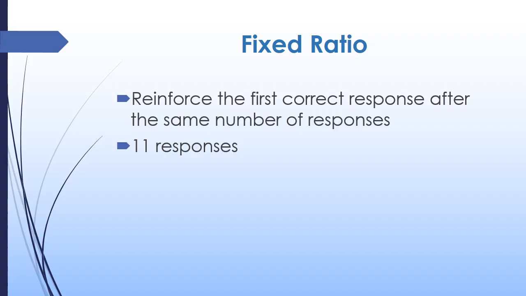Since it's fixed, it has to be the same. So again, the rat has to press the bar 11 times. After the 11th bar press or lever press, then he gets reinforced. Then you start counting again. And again, it's 11 responses because it's fixed.